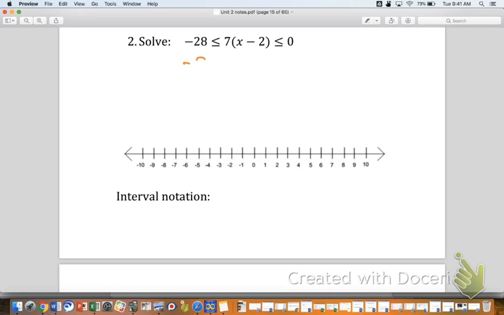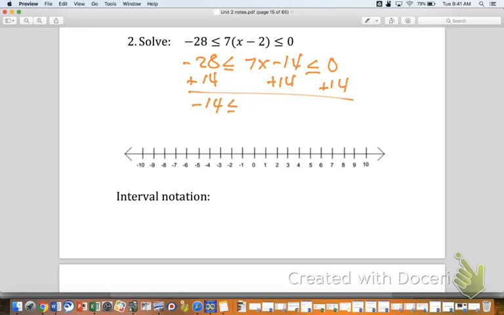If you distributed, you would get negative 28 is less than or equal to 7x minus 14, which is less than or equal to 0. We've got to get rid of the 7 and the negative 14. Which one did you get rid of first? 14. Got to get rid of that minus 14. To do that, you need to add 14, not just to that side, but to all the sides, right? There's really two different statements, so it needs to happen three times. So this gives us negative 14 is less than or equal to 7x, which is less than or equal to 14.